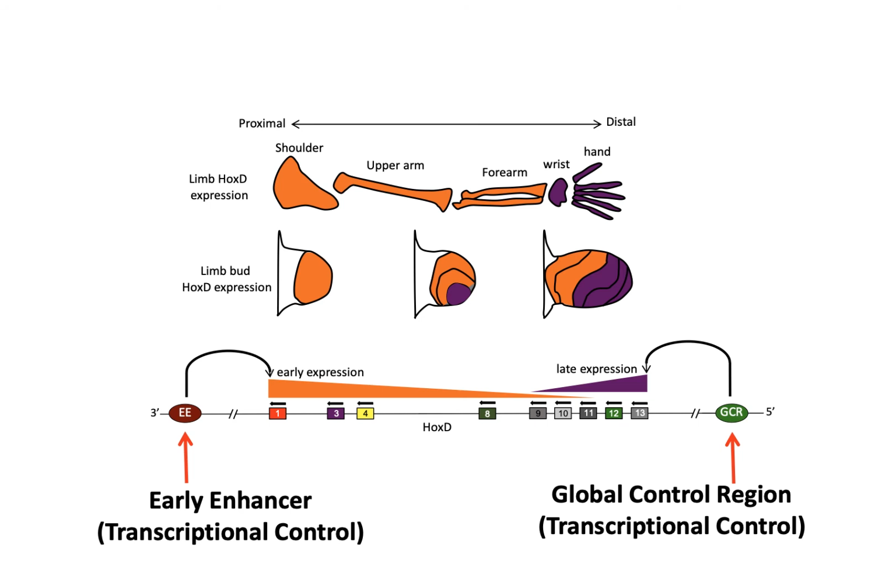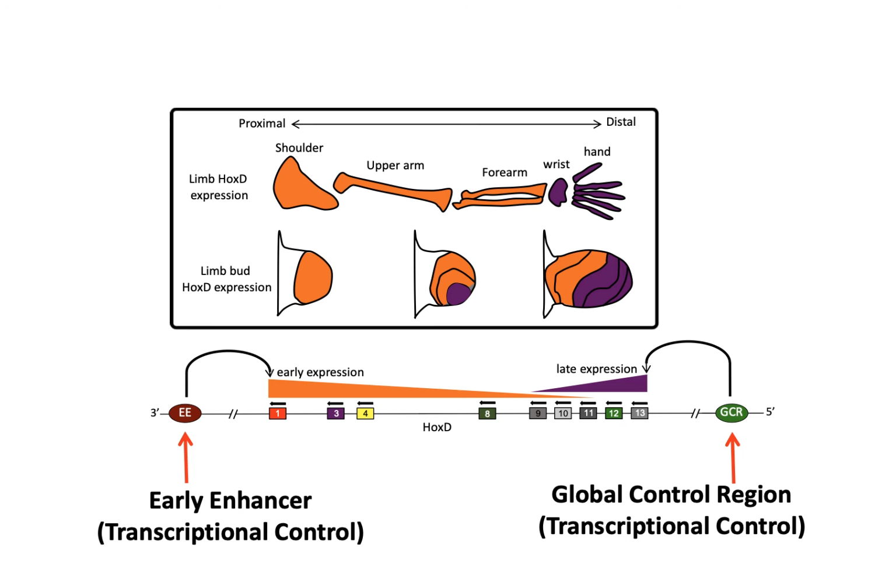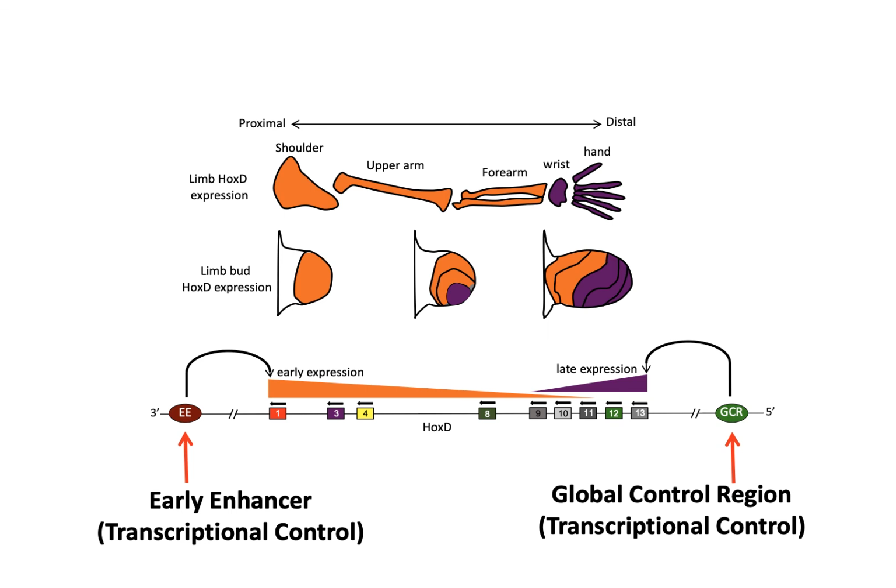And here you can see the effects of that on how the shoulder, upper arm, forearm, and wrist and hand are formed, in that the early enhancer has more of an effect on things up to the forearm, and the global control region has more of an effect on those genes that turn on in the wrist and the hand.